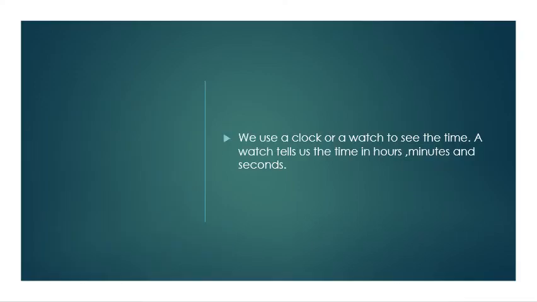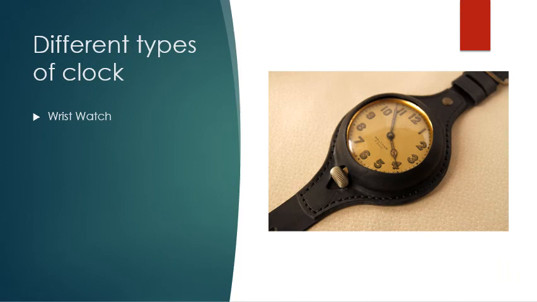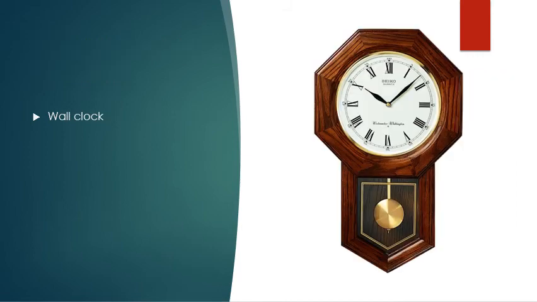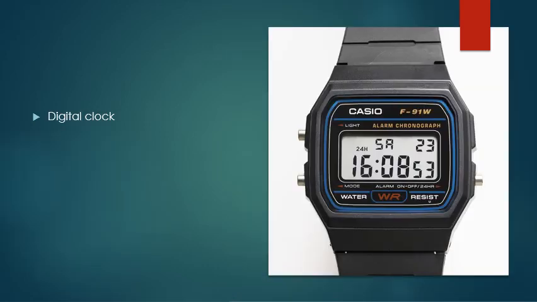Then we use a clock or a watch to say the time. A watch tells us the time in hours, minutes, and seconds. We have different types of clocks like the wrist watch, which we wear on our hands to show us the time. Then we have the wall clock, which we put on the walls and see the time. Then we have the digital clock, which has different features.